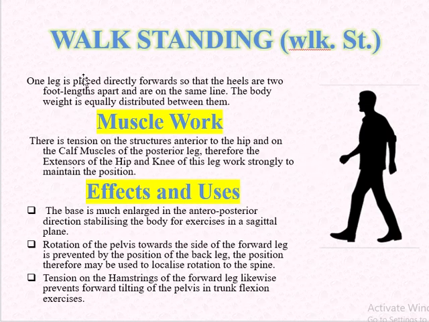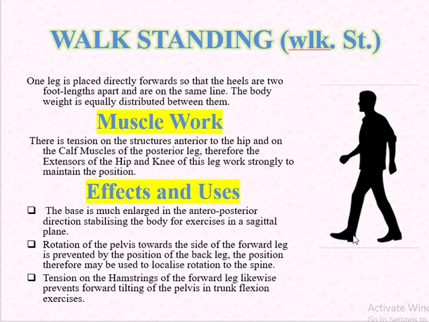Walk standing. As you are walking, look at this picture. One leg is placed directly forward so that the heels are 2 foot lengths apart and are on the same line. The body weight is equally distributed between them. Muscle work: there is tension on the structures anterior to the hip and on the calf muscles of the posterior leg. Therefore, the extensors of the hip and knee of this leg work strongly to maintain the position.